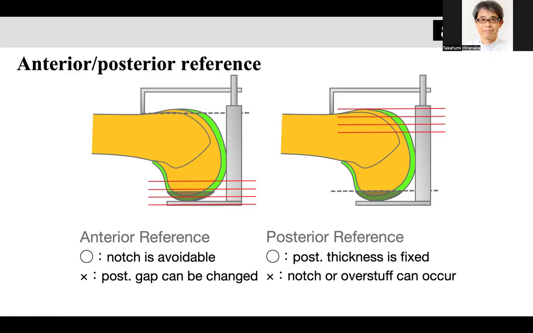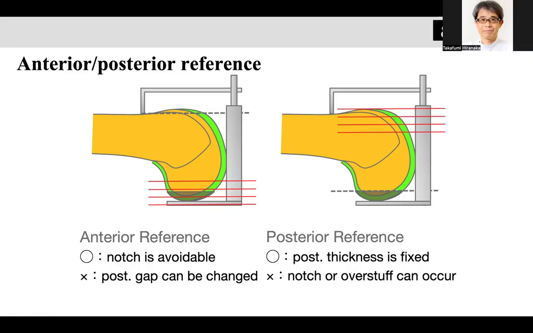However, if you select the smaller size, you will make an anterior notch. So in posterior reference, you should select the larger size. If the indicated size is between sizes, you should always select the bigger one. But in anterior reference, you can choose either. If the pressure gap looks very loose, you can select the larger one. If the gap seems tight, you can select the smaller.